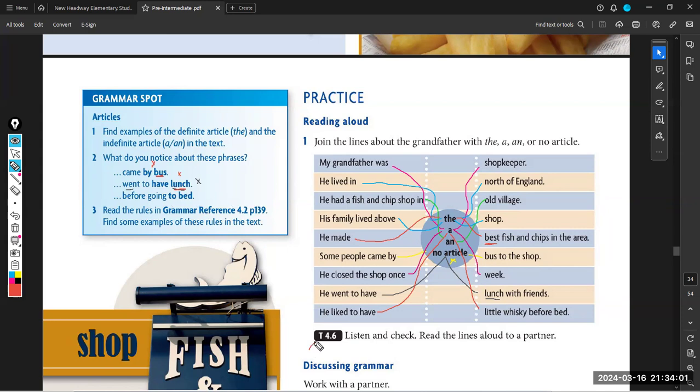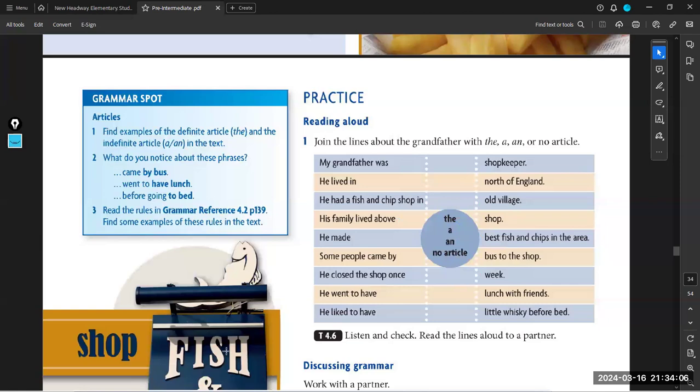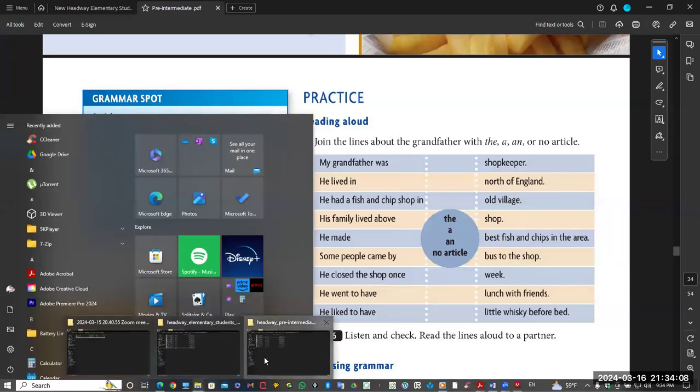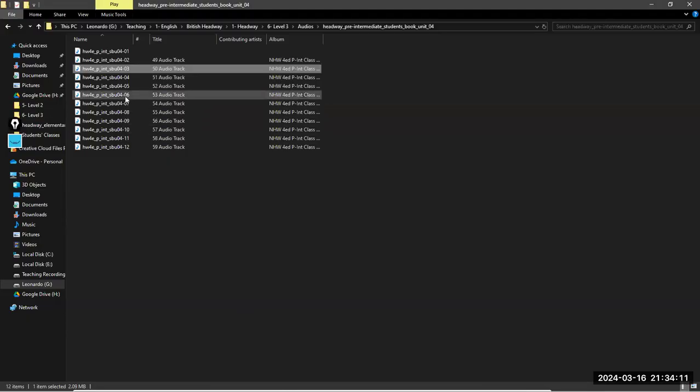Okay, let's listen. Maybe you have a mistake. It is 4.6. So let's listen to the recording and let's check our answers. This is recording 6.